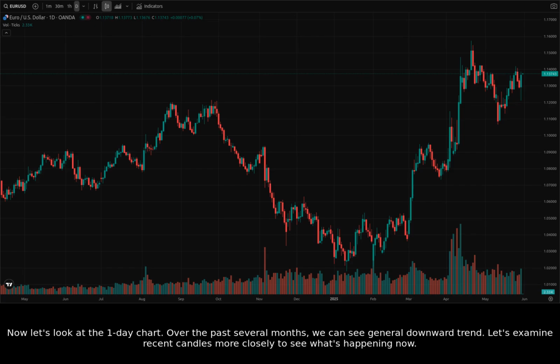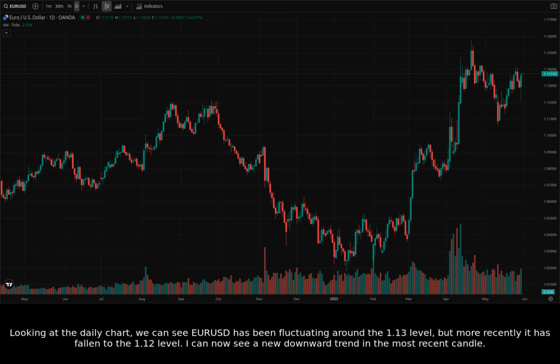Now, let's look at the one-day chart. Over the past several months, we can see a general downward trend. Let's examine recent candles more closely to see what's happening now. Looking at the daily chart, we can see EURUSD has been fluctuating around the 1.13 level, but more recently it has fallen to the 1.12 level.